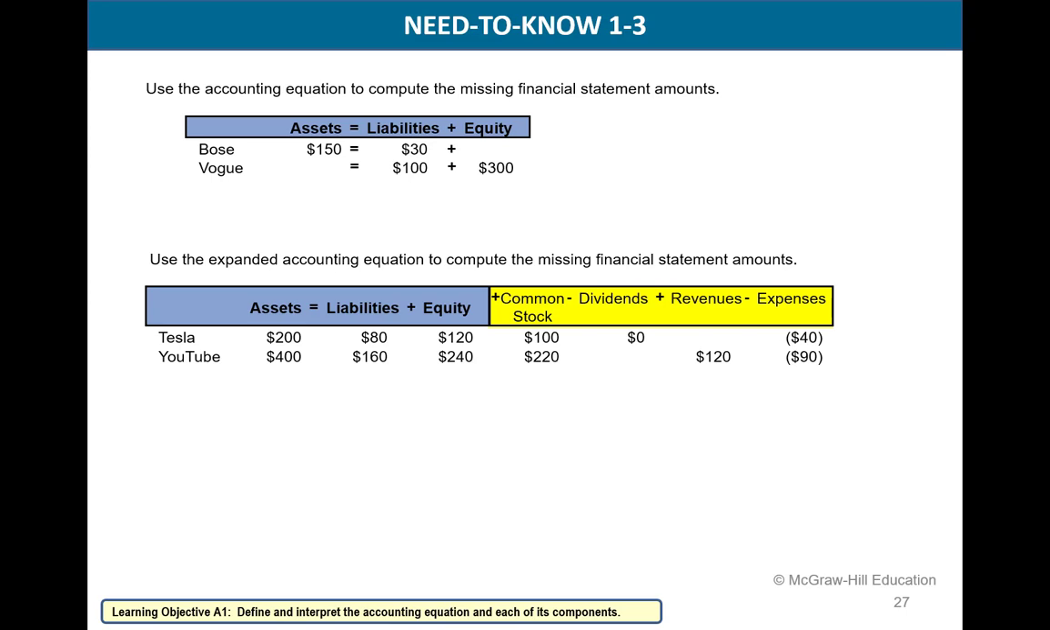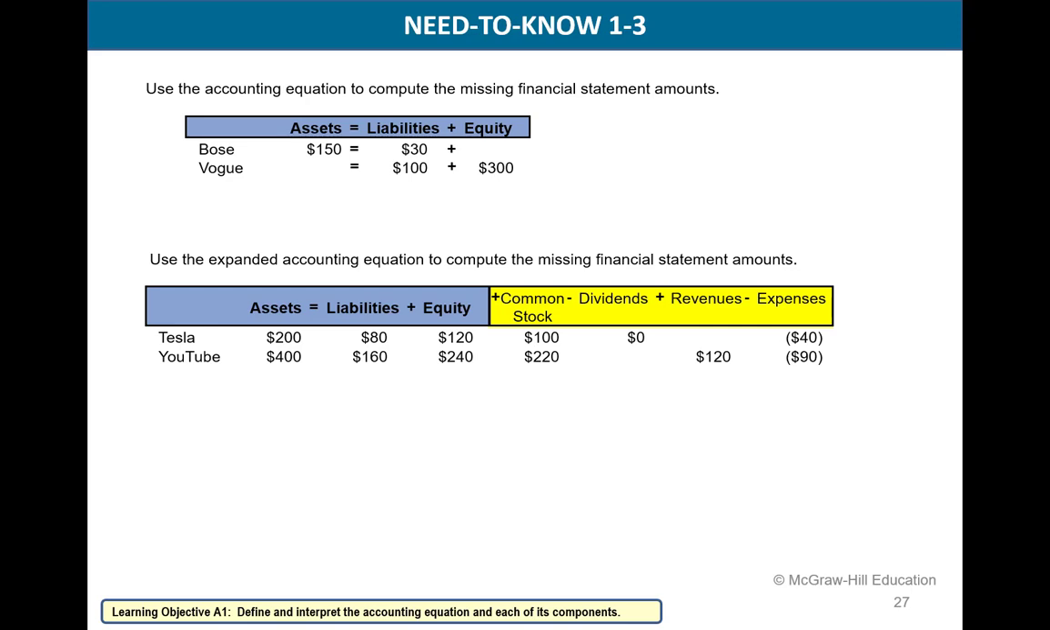Now YouTube has a total equity of $240. Of that equity, 220 is common stock, 120 is revenues, and $90 are an outflow for expenses. So if I take the 220 plus the 120, that gives me 340. Subtract the 90, it's 250. Total equity is 240. Dividends are an outlay. I'm sending money out. Notice it's a minus sign, so this has to be 10 for the dividends with the brackets for negative.